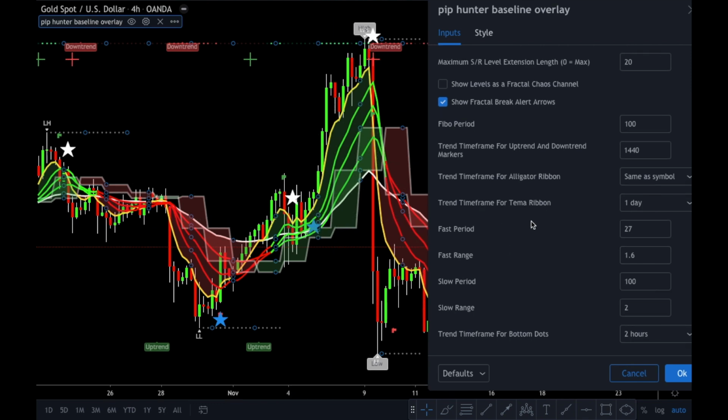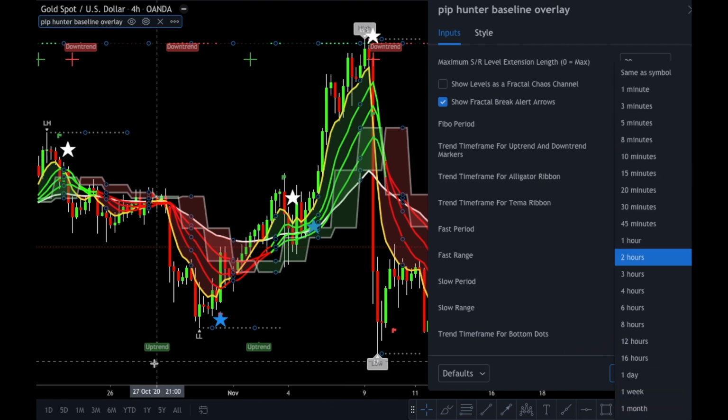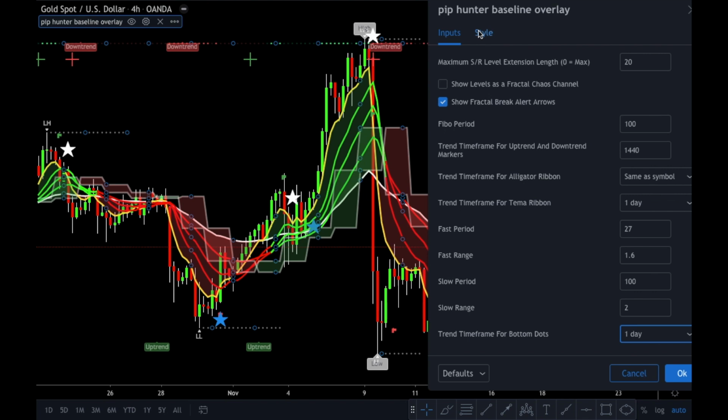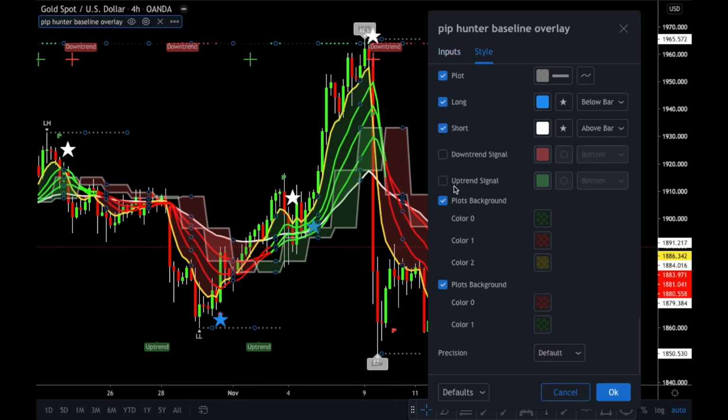You also have a fast period here, which is a 27. You have a fast range, which is a 1.6, a slow period, which is 100, a slow range, which is 2. And you have the time trend. You have the trend time frame bottom dots. This is a 2 and a 7 moving average crossing, just like a TDI, but we've got multi-time frame analysis. So if we want to see on a 4-hour chart if a daily 2 and 7 is moving, we'd be able to see that. These are dots that appear at the bottom of the screen, as you can see here.